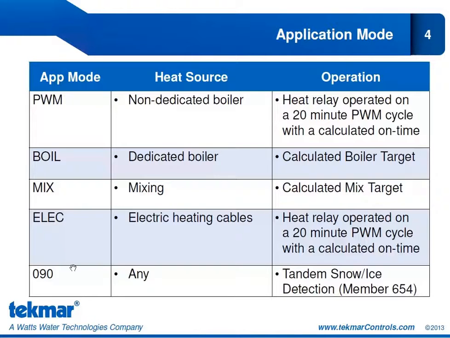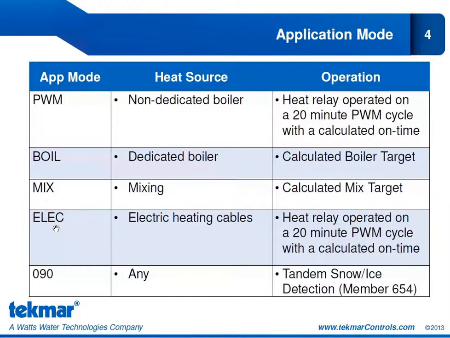We have application mode 090. You would select this application mode if and only if you are doing tandem snow ice detection and you are programming the member 654. So as soon as you enter application mode 090, that control will automatically become the member.